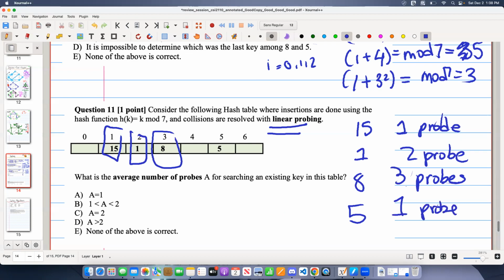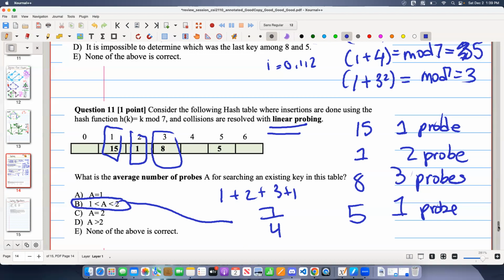Then you add the total together and you divide it by how many are in the hash table. So it's 1 plus 2 plus 3 plus 1, which is 3 plus 3, which is 6 plus 1, 7. So it's 7 divided by 4. Now 7 divided by 4, you could treat it like 8. 8 divided by 4 is 2, or you can treat it like 6 or like something less. But we know it's not greater than 2. We know it's not less than 1 because 7 is greater than 4. So it is B.